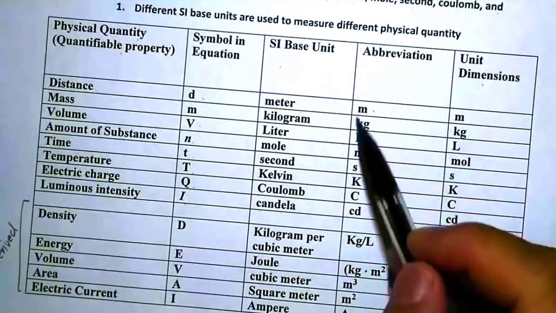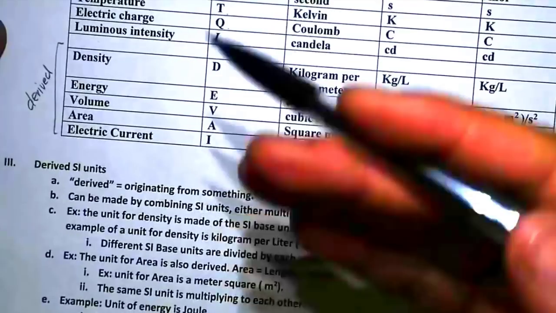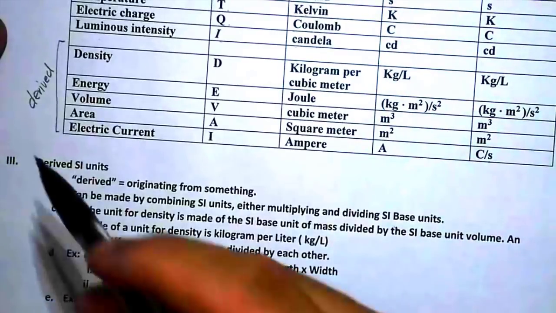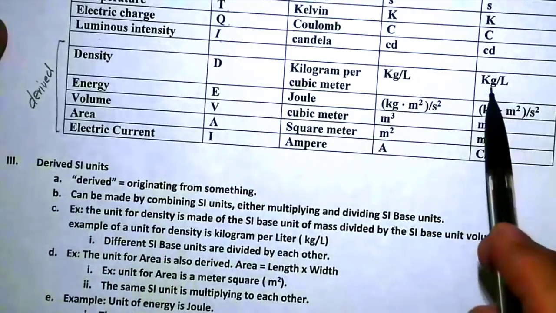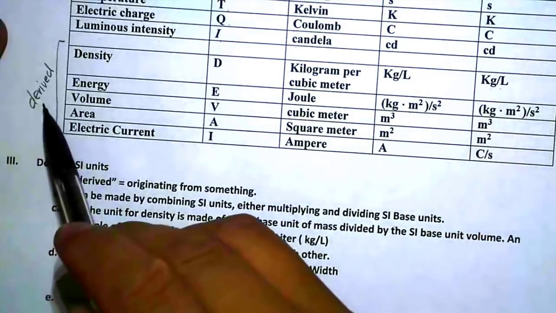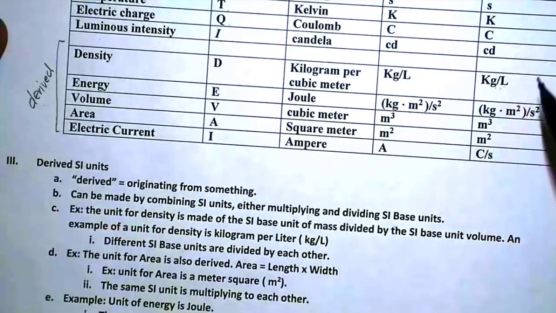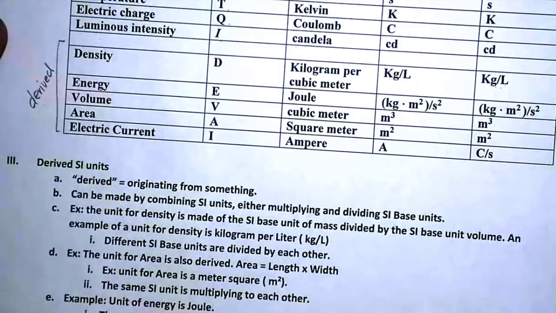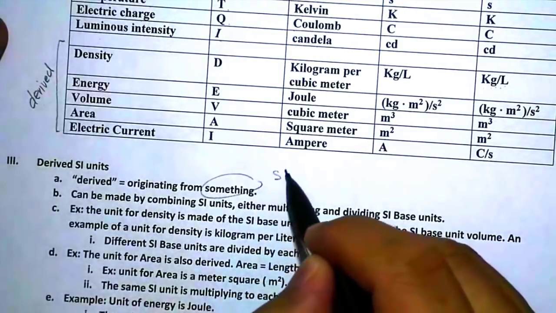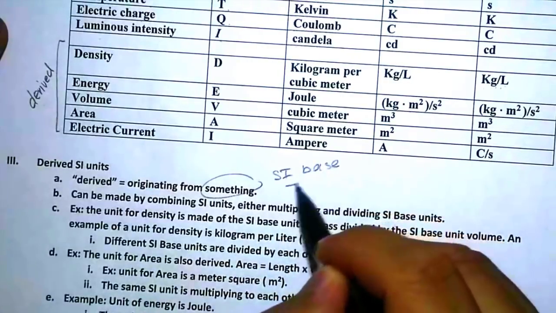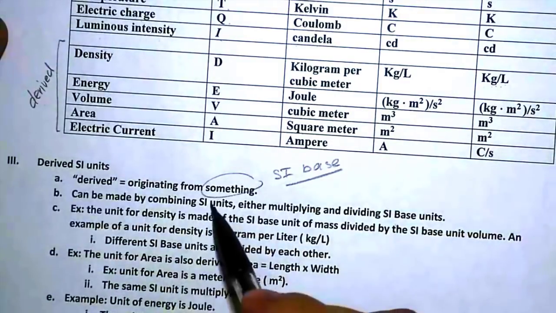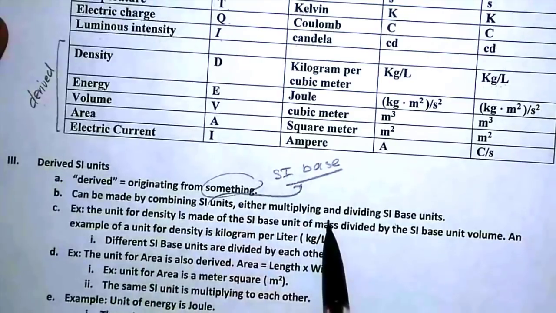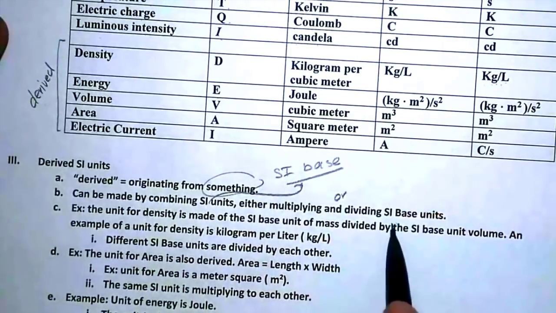And also, we have the abbreviation for each of the SI base units. Now let's move down and talk about the derived SI units. If we look at the dimension, we know right away it's something different. For the dimension of the derived SI units, we have multiple SI units combined together. Then we look at the term derived. Derived means originating from something. In this case, that something is the SI base units. So basically we can make new derived SI units by combining base units, either multiplying or dividing SI base units.